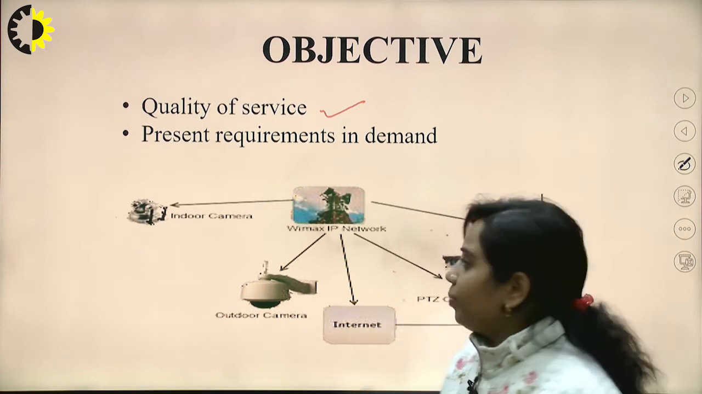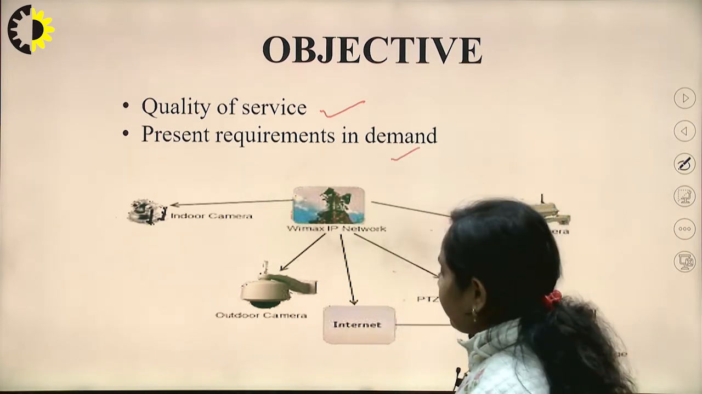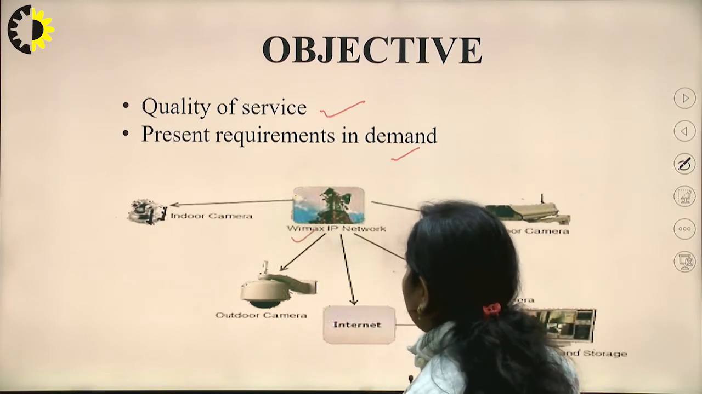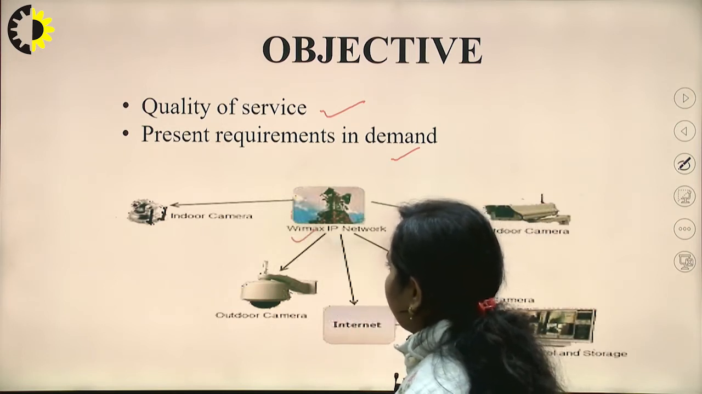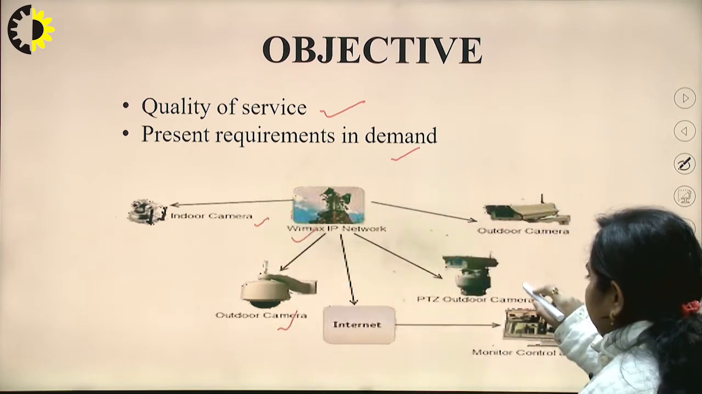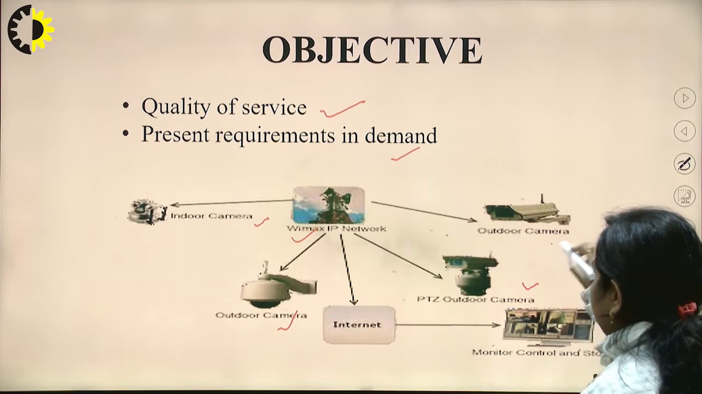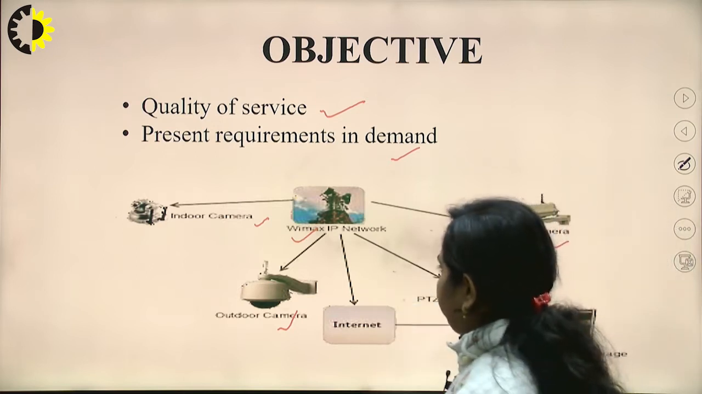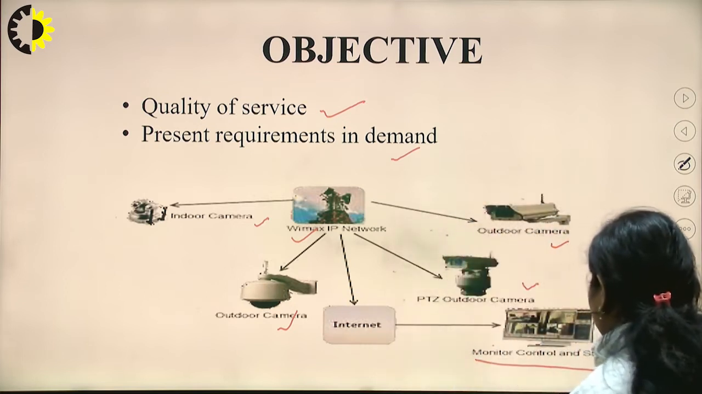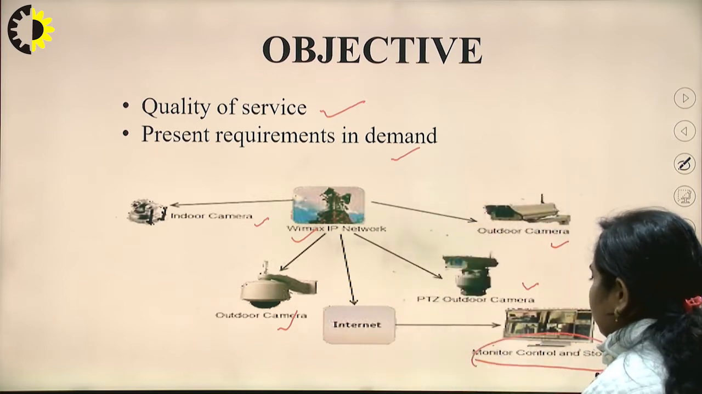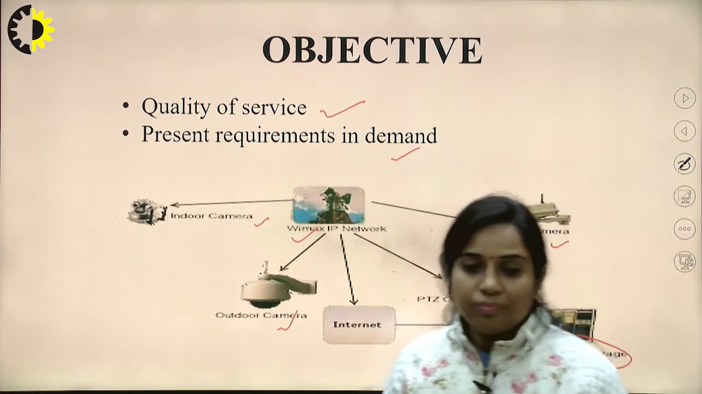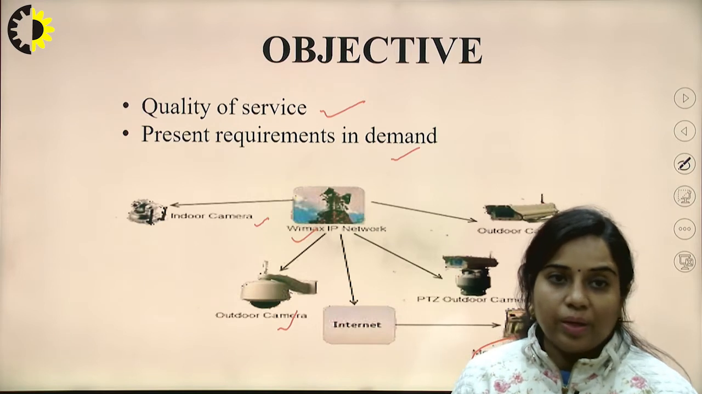So the present requirements and demand are there. You can see in this diagram that there is a WiMAX IP network, which will connect the indoor camera, the outdoor camera, a PTZ outdoor camera, and another camera, all connected to this WiMAX IP network. To the internet there will be a monitor, control and storage device. You can see that this provides connectivity in the wireless access mode.